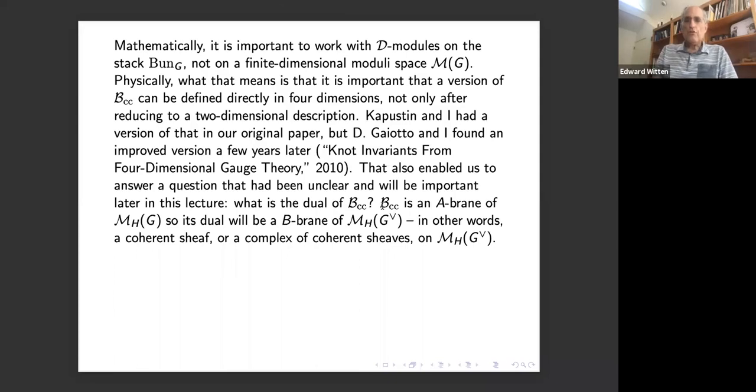So the canonical coisotropic brane in particular is an A brane, a special one. So its dual will be a B brane for the dual group. In other words, a coherent sheaf or a complex of coherent sheaves for the dual group.